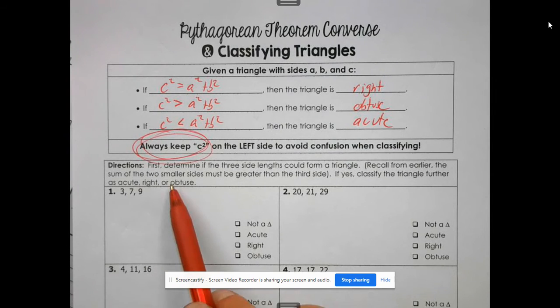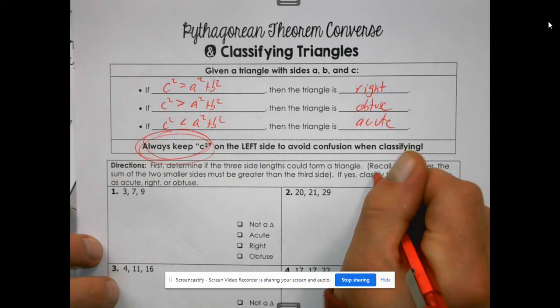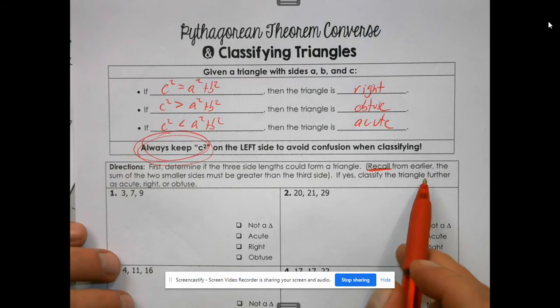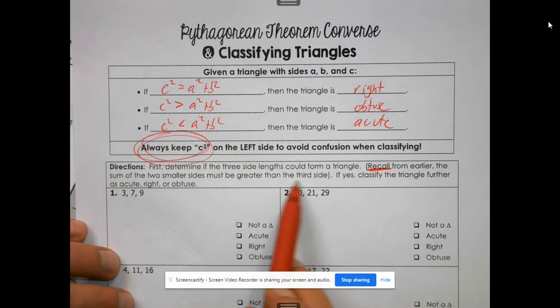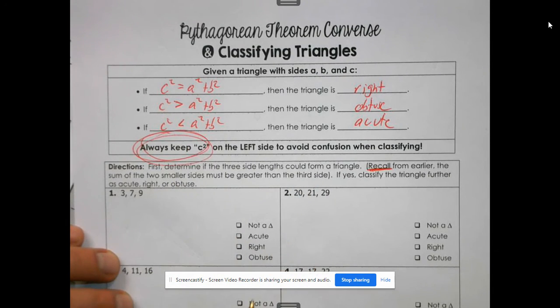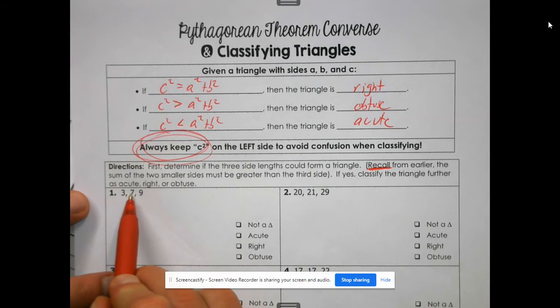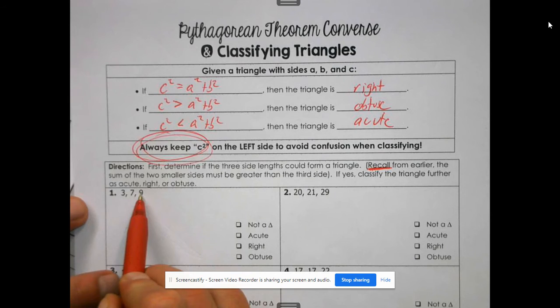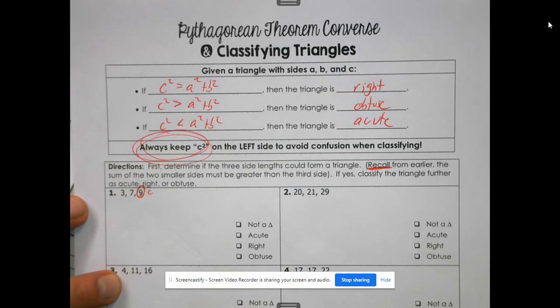All right, directions. First, determine if the three side lengths could form a triangle. Recall, this is from previous lessons, the sum of the two smaller numbers must be greater than the third side. If yes, then we can plug the numbers in and see what type of triangle it is. All right, so first, number 1, is 3 plus 7 bigger than 9? Yep, so yes, we have a triangle. Remember, guys, the biggest piece is always the C.